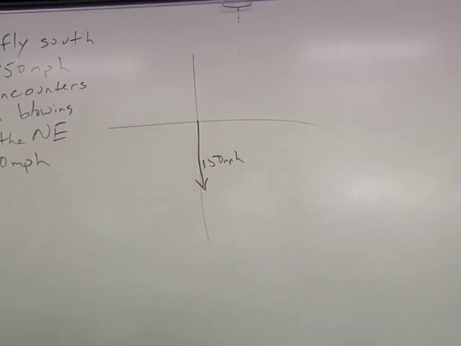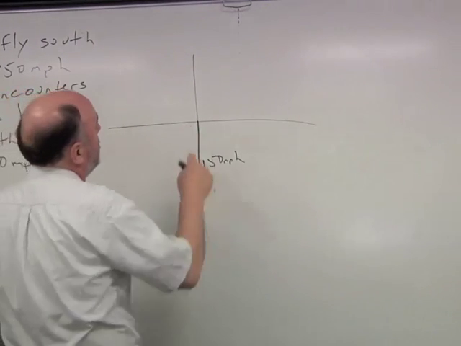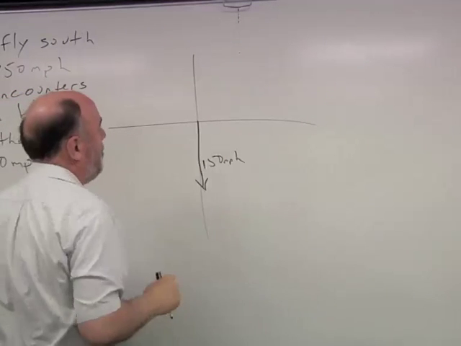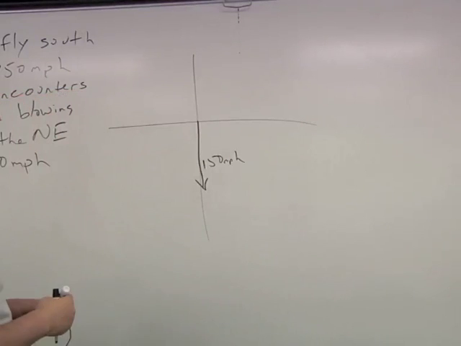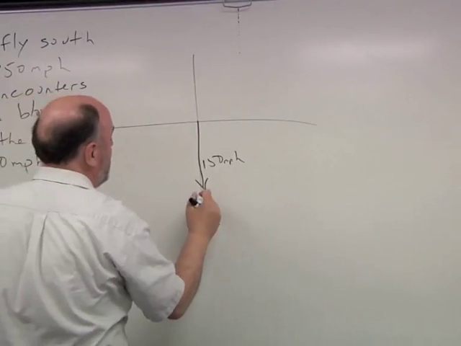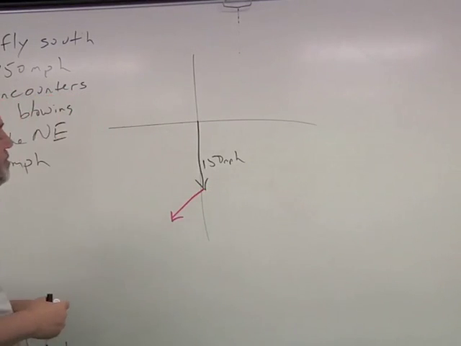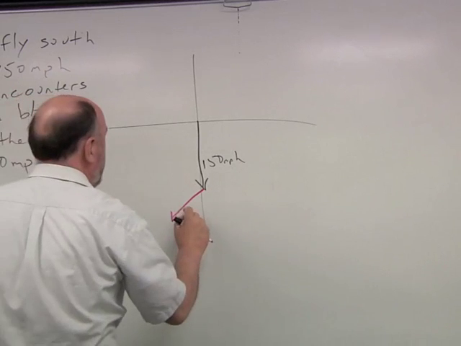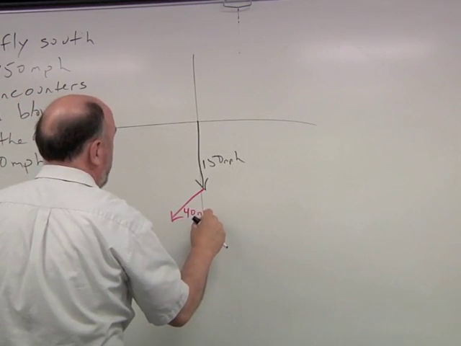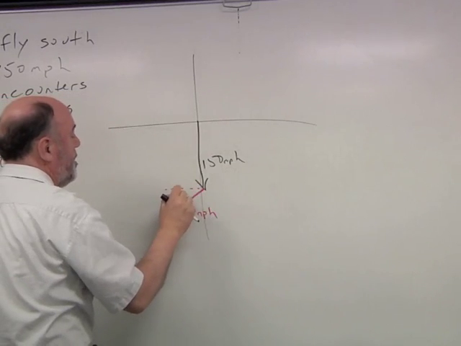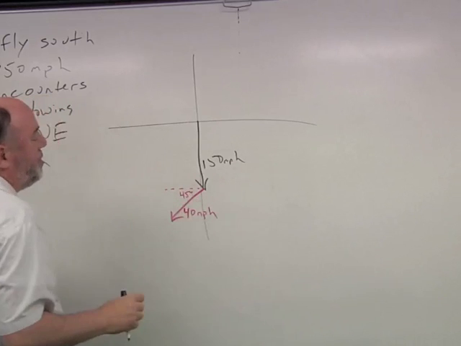A wind is blowing from the northeast, all right? So northeast, so you've got north, south, east, west. Northeast would be a 45-degree angle, and blowing from the northeast, it would be blowing like this. And this is 40 miles per hour. So this angle right in here would be 45 degrees.